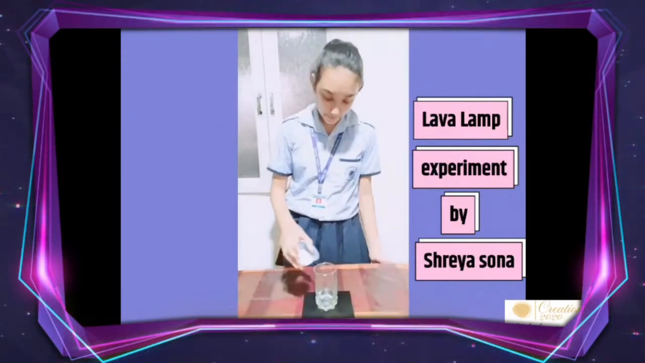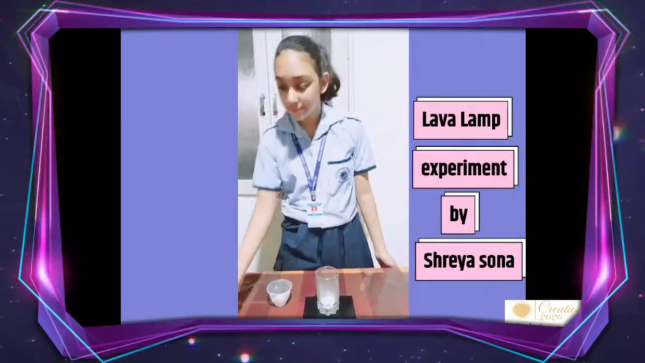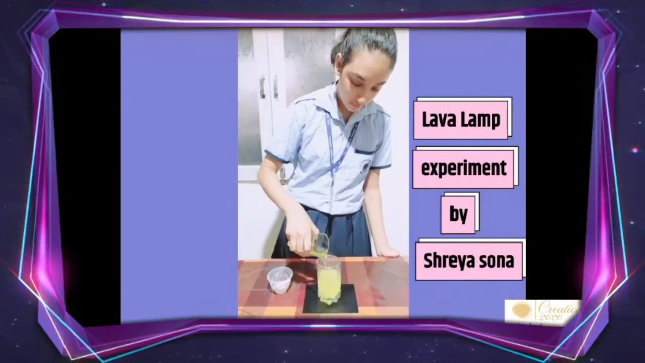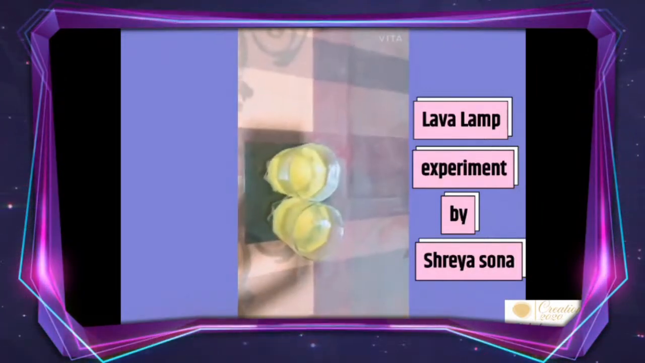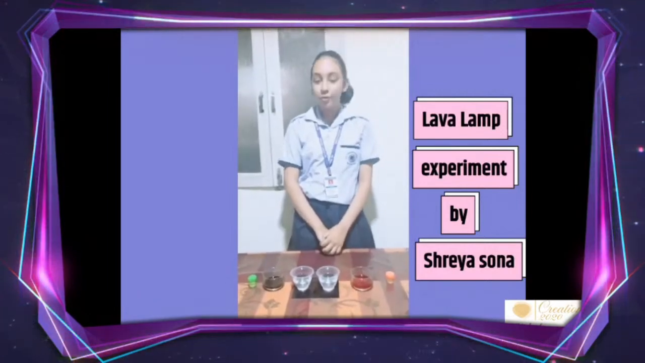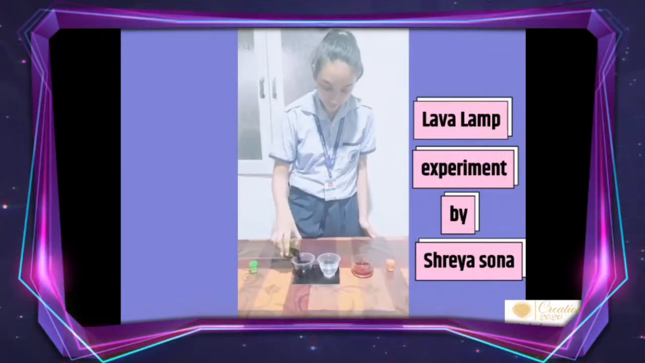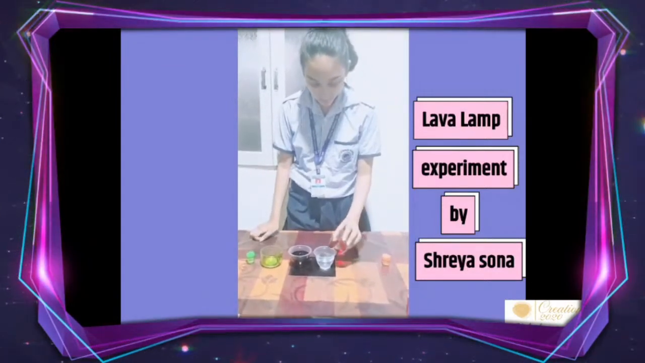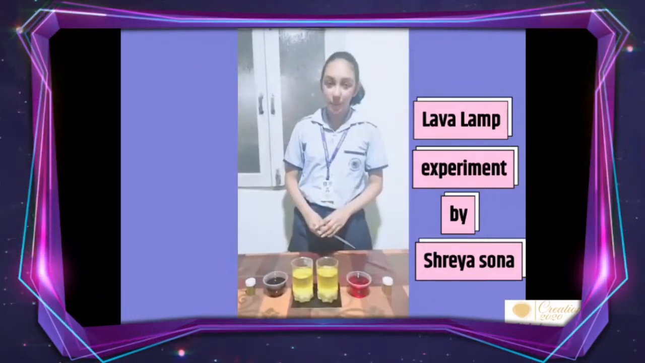Here we go. Like this. Then you need to mix food coloring and vinegar and add this solution into the glass. Here it is. Let's do it.